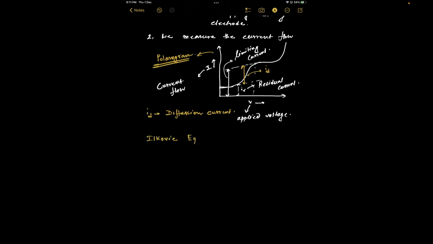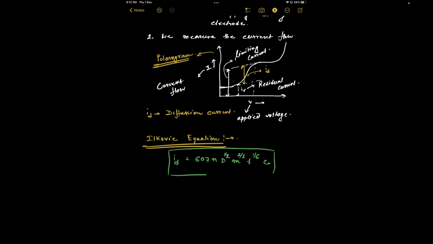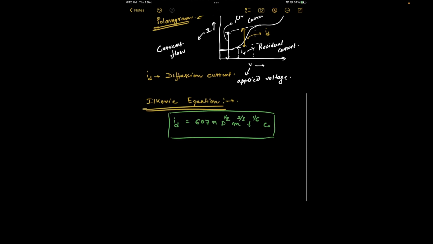Ilkovic equation. And the equation is the relation between the diffusion current, which is equal to 607 times n times D to the power half, then small m to the power 2 by 3 times t to the power 1 upon 6, then capital C. So this is a complicated equation. You don't need to remember this equation, just explain the terms here.